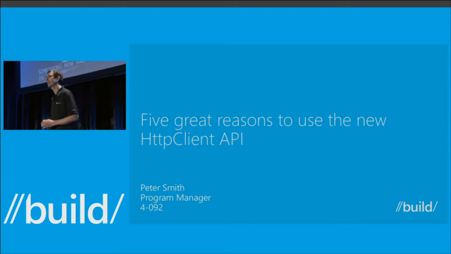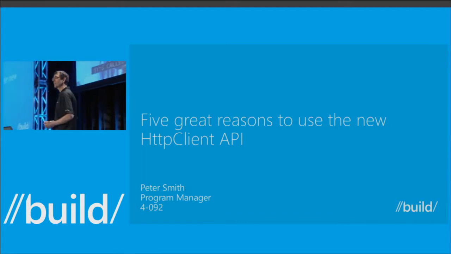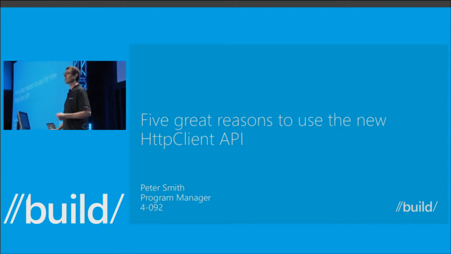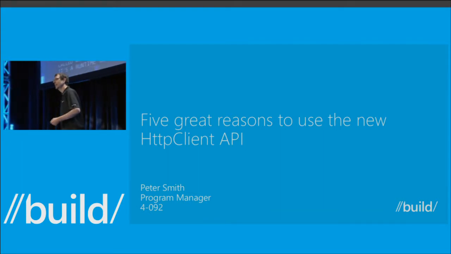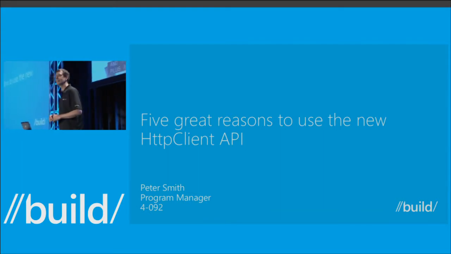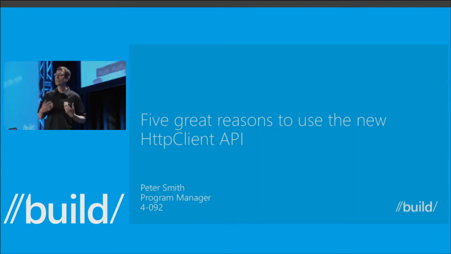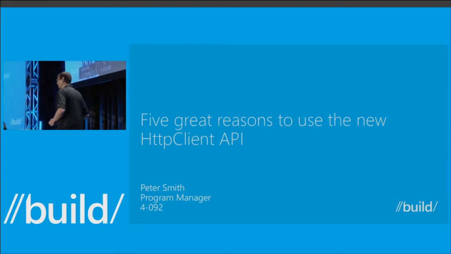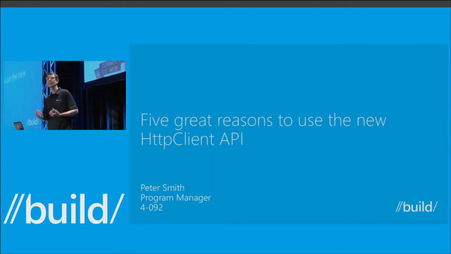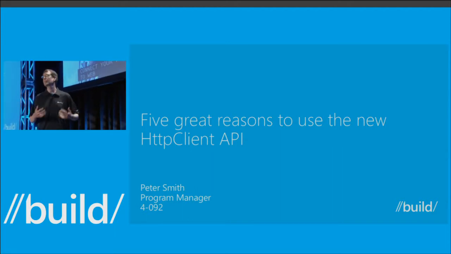windows.web.http HttpClient. It's a runtime component, and that means it works in C++, it works in C#, it works in JavaScript. You might also guess from the name HttpClient, it's there so you can connect your Windows 8.1 app out to a web service, out to a REST service, whatever kind of HTTP service you're talking to, we should be able to connect to it.